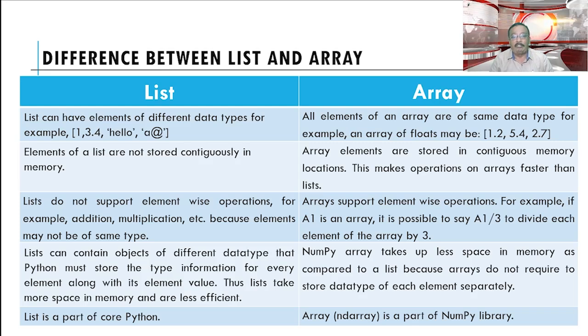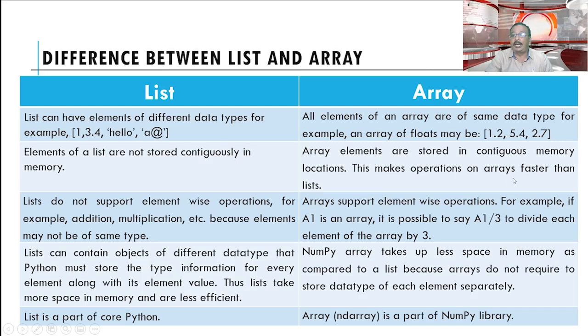So list can have elements of different data types. For example, 1, 2, 3, you can have text, symbols, and so on. So list can be of different data type. An array is going to be of the same data type. So if it is going to be numbers, it is going to be numbers alone. So same data type. Elements of the list are not stored continuously in memory. Here, array is going to be continuously stored in memory.